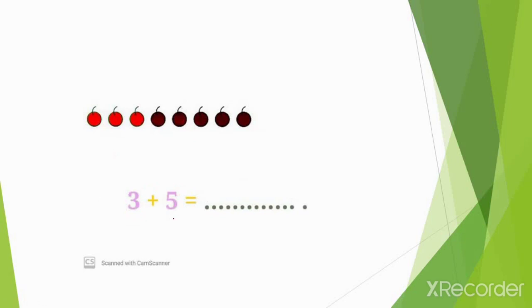Now 3 plus 5 means we have 3 objects. We have to add 5 more to it. So first of all keep in your mind this 3. Okay? And start counting after 3. 4, 5, 6, 7 and 8. Write it down in the given box.